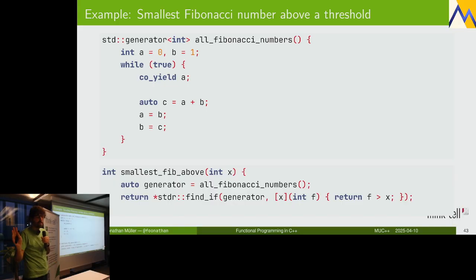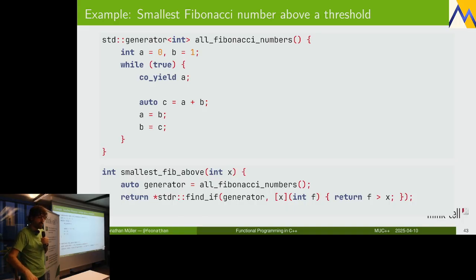So this is a coroutine. What this means is that execution can suspend and later resume from within the function. So the way this works is we write this code returning a generator, and every time we want to yield a value, we write co-yield. And this will yield the value to the caller. It's like a return statement, except you can do it multiple times. And then we get our generator and pass it to findif, because a std generator is a range.